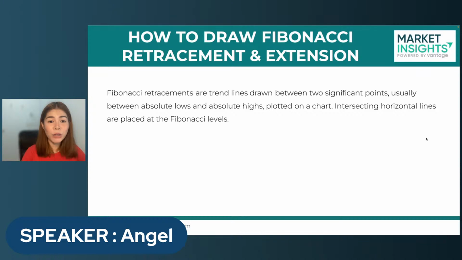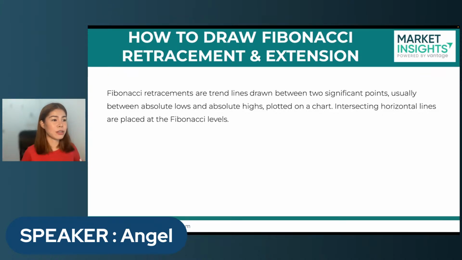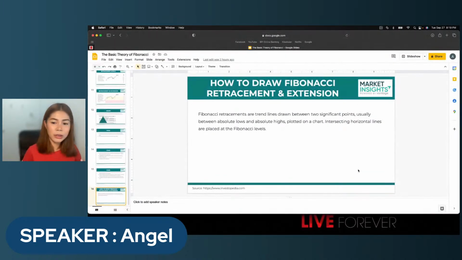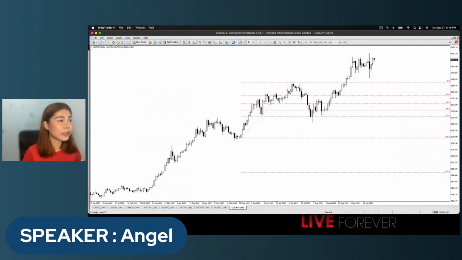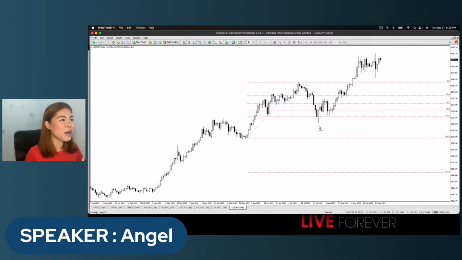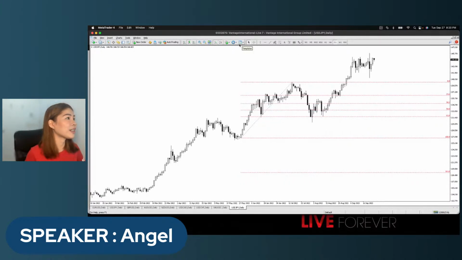But let me show you how to draw your Fibonacci retracement and extension. So basically, all you have to do is find a swing high and swing low, connect them, and automatically the system will plot your Fibonacci levels. So let me show you how it works. Right. So I already have plotted my Fibonacci retracement over here. This is the example I actually showed you earlier.